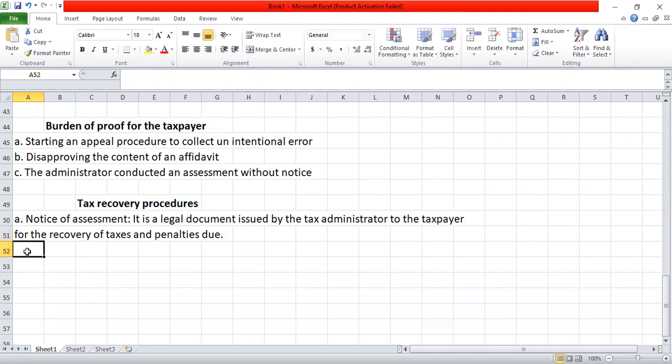Another one, we have already talked about it, is a tax audit. It is also a tax recovery procedure. You want to recover tax by examining what the taxpayer is doing. This one we have already talked about, so I'm not going to explain it more. Number 3 is what we call a seizure.